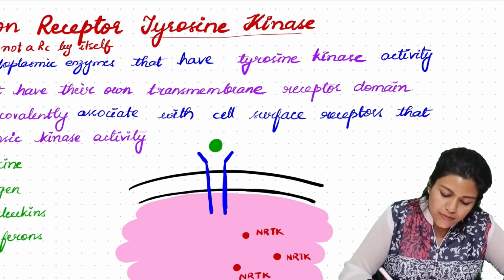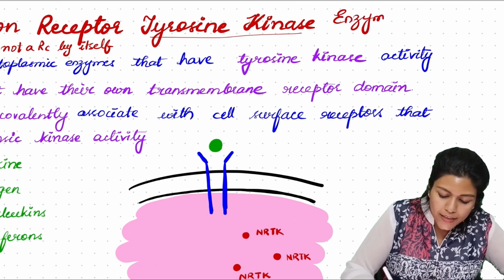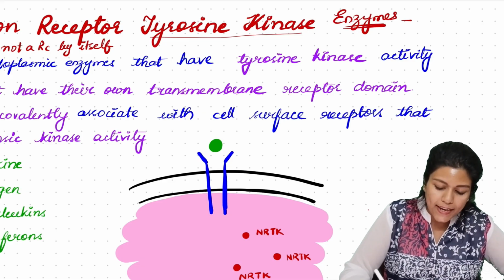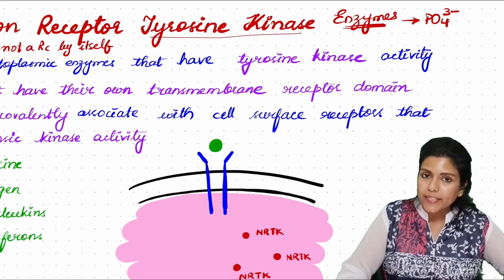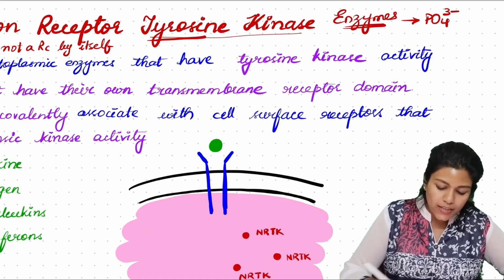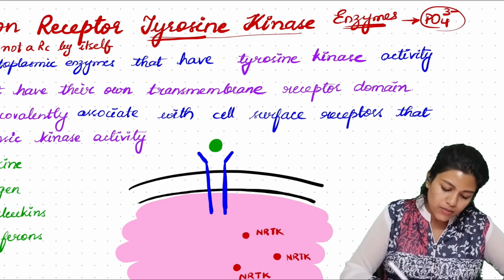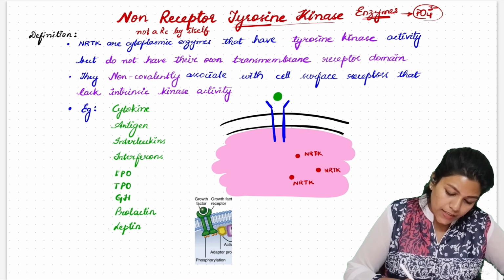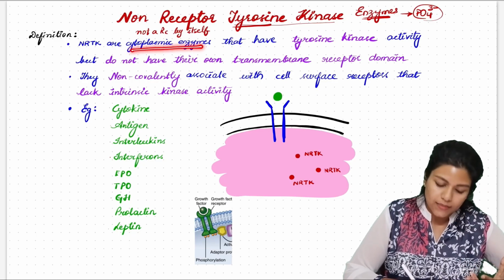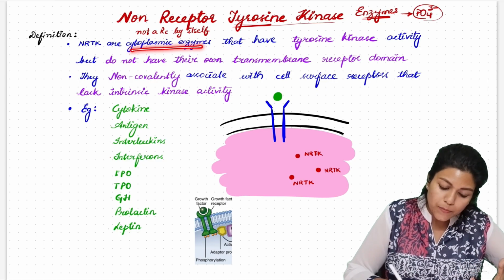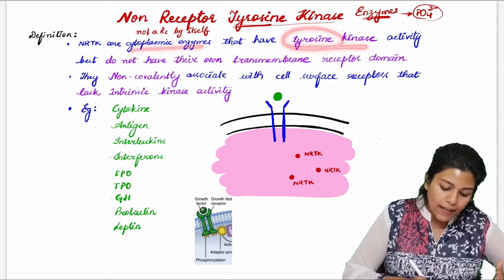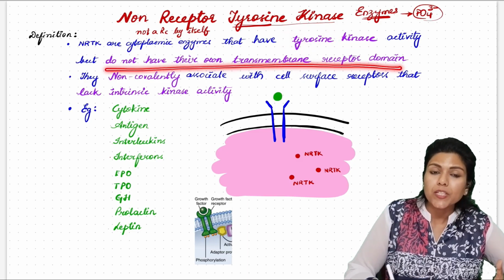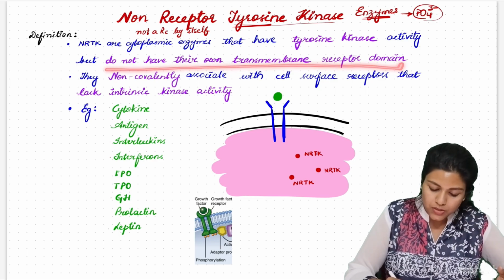Tyrosine kinases are enzymes with kinase activity. Kinase activity means they add phosphate to the substances they come in contact with. Here we are saying tyrosine kinase, which means they add phosphate to the tyrosines. So they are cytoplasmic enzymes present in the cytoplasm that add phosphate to the tyrosine residues, and they do not have their own transmembrane receptor domain. We are calling it a non-receptor, so they don't have the receptor structure.